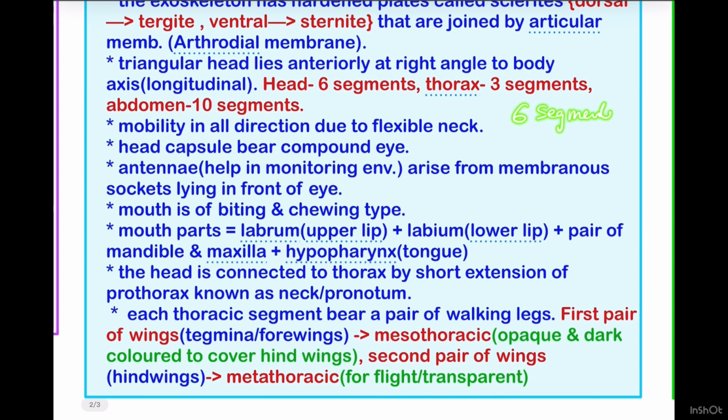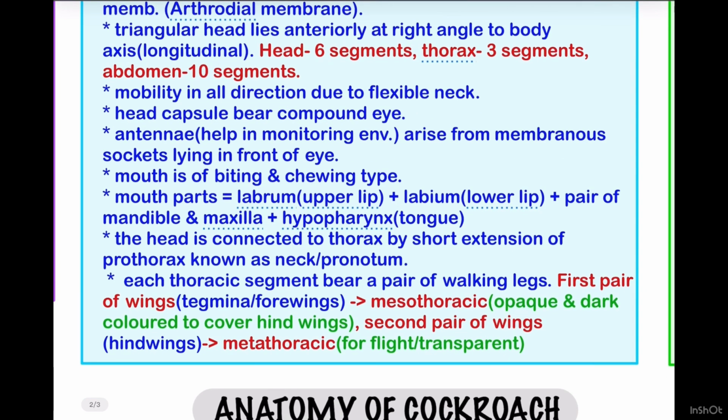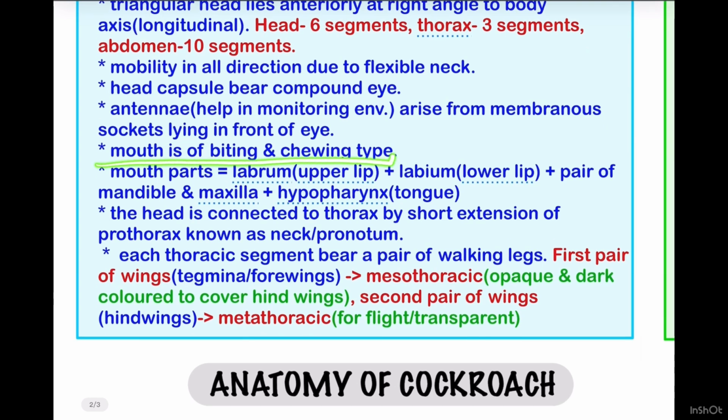The head consists of a pair of compound eyes. Antennae are present, which help in monitoring the environment. They arise from membranous sockets lying in front of the eye. The mouth is biting and chewing type. Very, very important: the mouth parts are biting and chewing type.